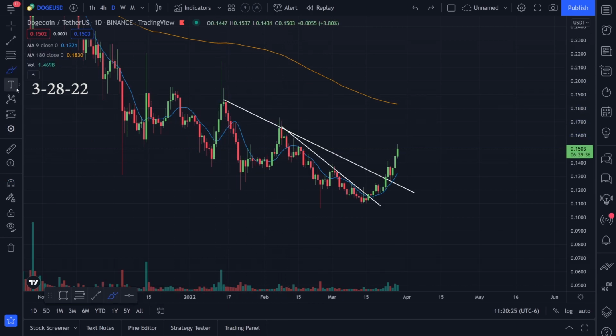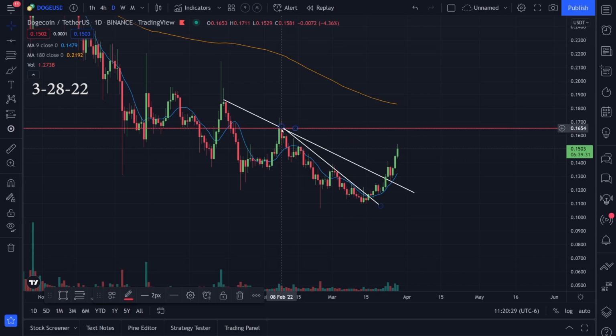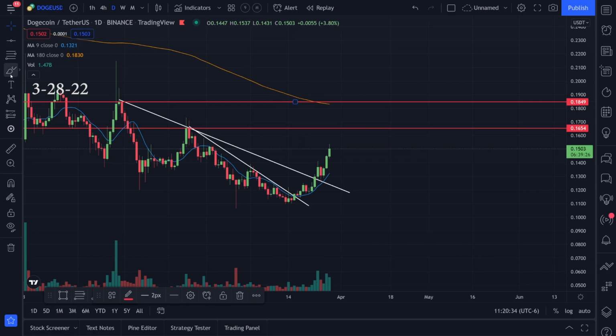Let's go ahead and set up those red lines again. We had a previous resistance right here, and then we had a previous resistance right there. As long as we're trending up, these are the next targets that I'm looking at. And I do like the fact that we did break this downtrend going to the upside.